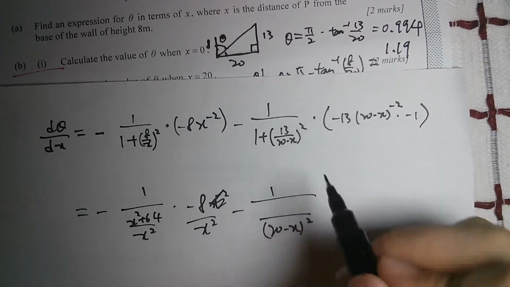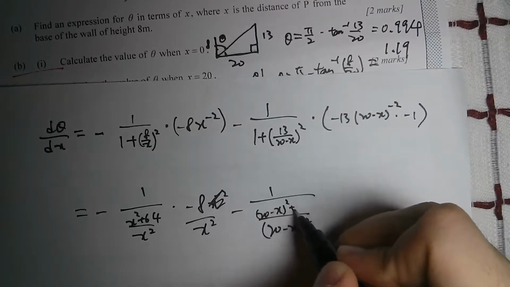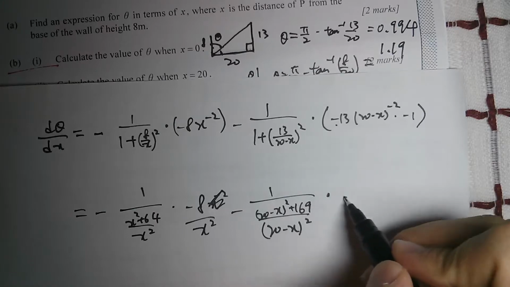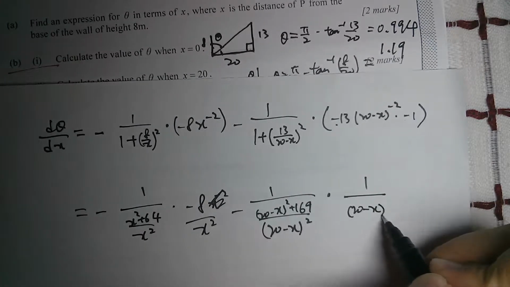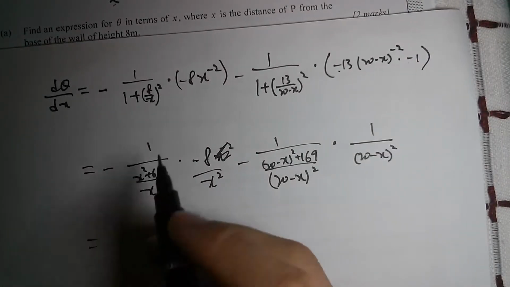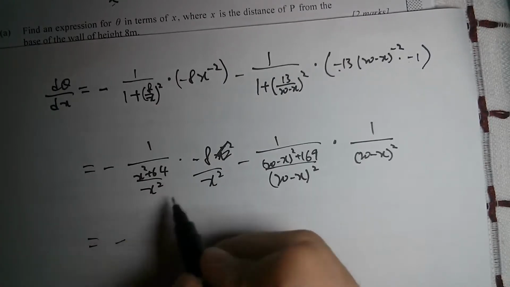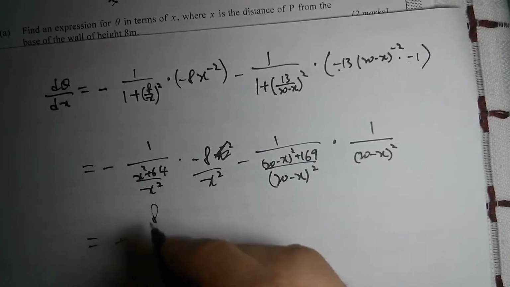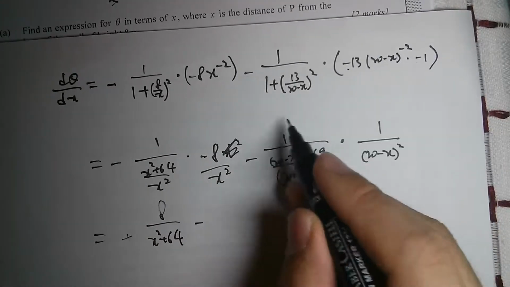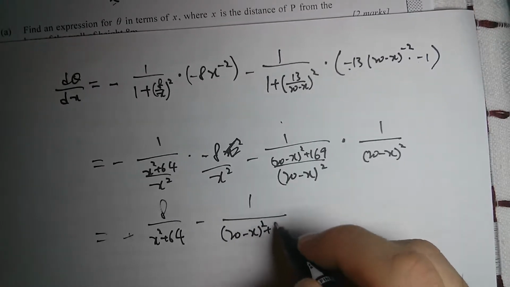13 squared is 169. Negative, negative, positive. Okay, we continue. 1 over this. You flip it up. The x squared and x squared cancel out, so it's negative, negative, positive. 8 over x squared plus 64 minus, flip up, cancelled, 1 over x squared plus.